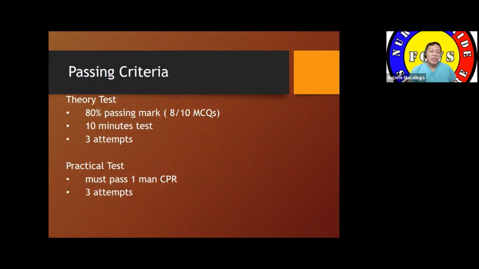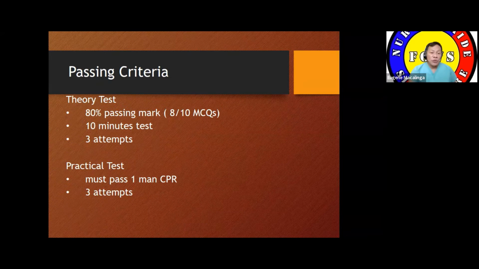For the passing criteria, you have to get an 80% passing mark. It's all MCQ, meaning multiple choice questions, so you have to choose the single best answer among the options given to you. You will be given 10 minutes and you have 3 attempts. Hopefully everybody gets it on the first attempt, but if you don't, our volunteers will talk to you before your succeeding attempts.